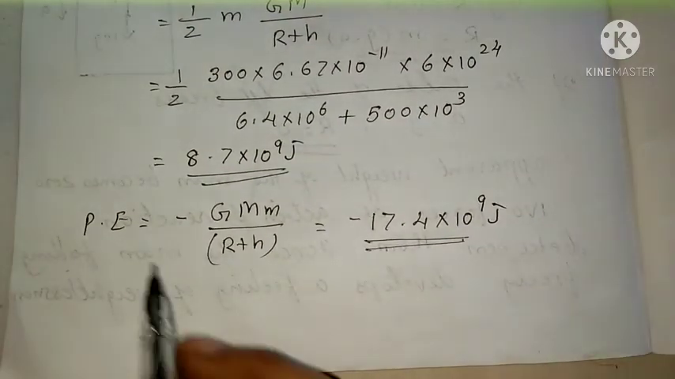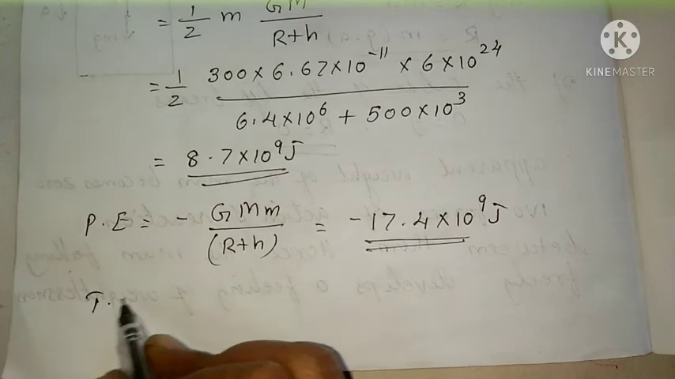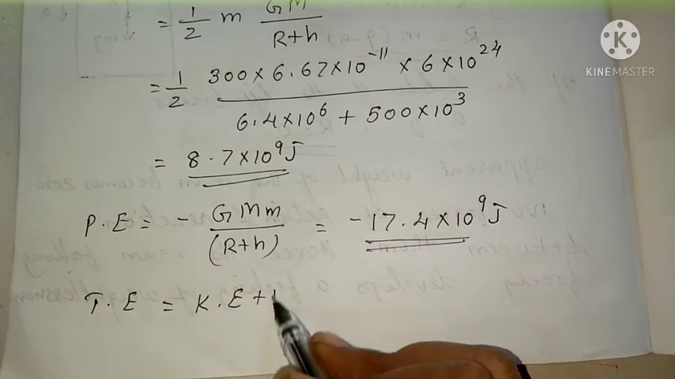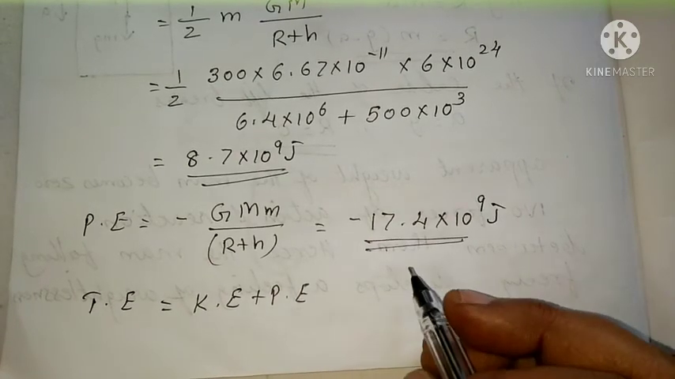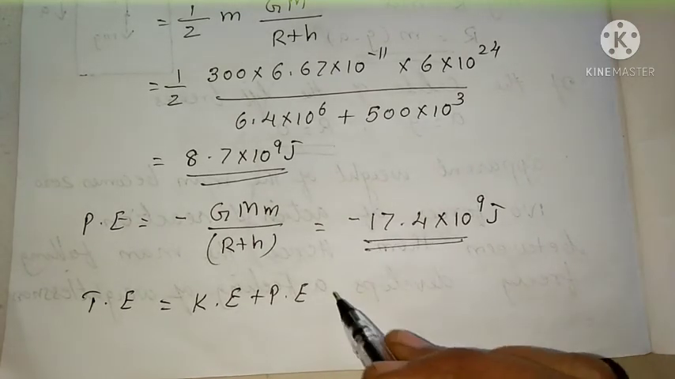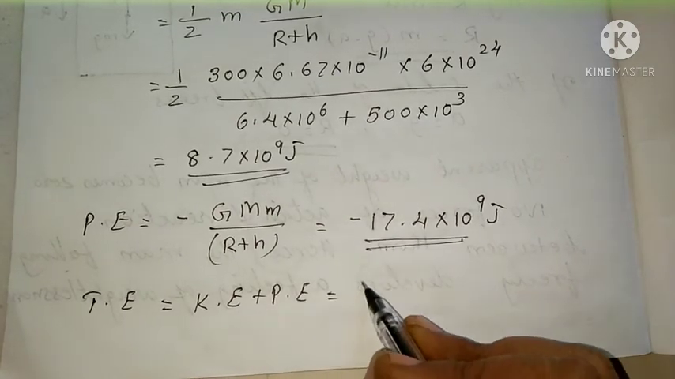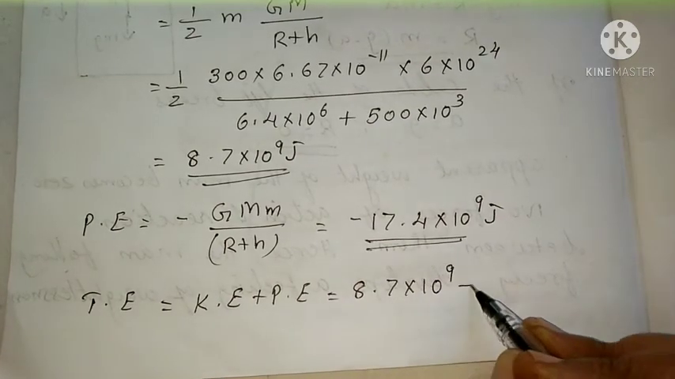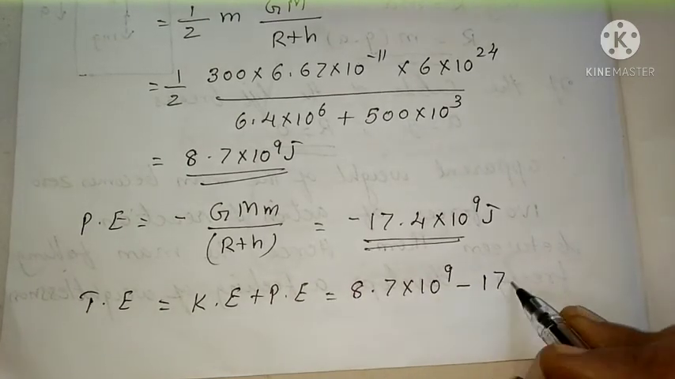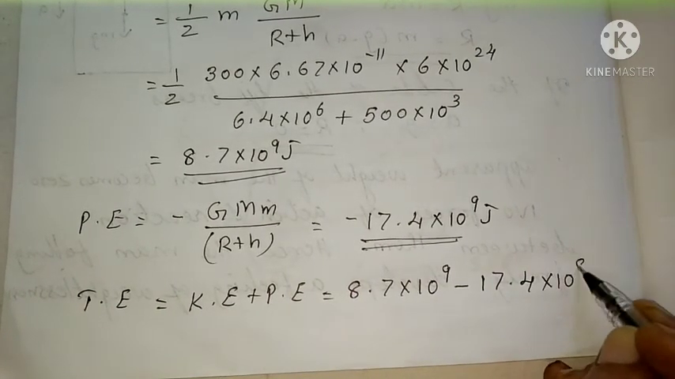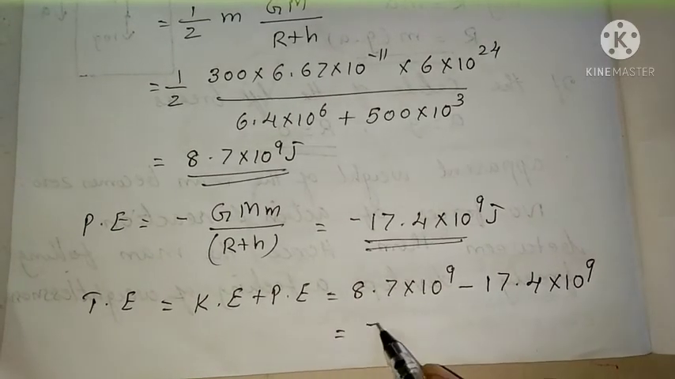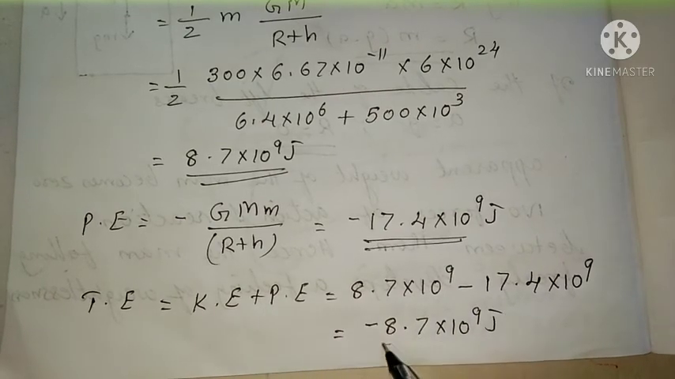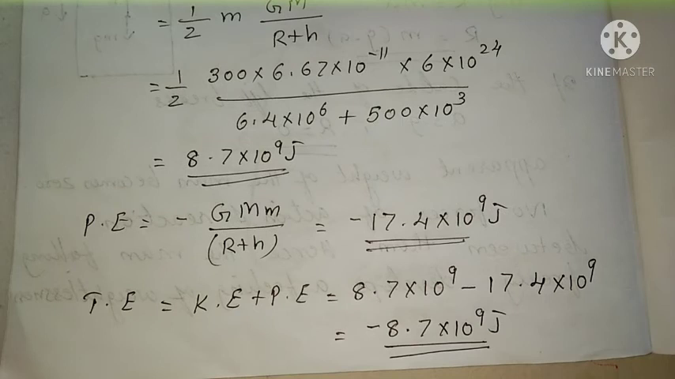Again, the last one, you want to calculate the total energy. So total energy is equal to kinetic energy plus potential energy. If you know the formula, you can easily attend these problems. Then what is the kinetic energy? 8.7 into 10 raised to 9. Then plus the potential energy, minus 17.4 into 10 raised to 9. Then you will get the answer minus 8.7 into 10 raised to 9 joule. So this is the total energy of the satellite.